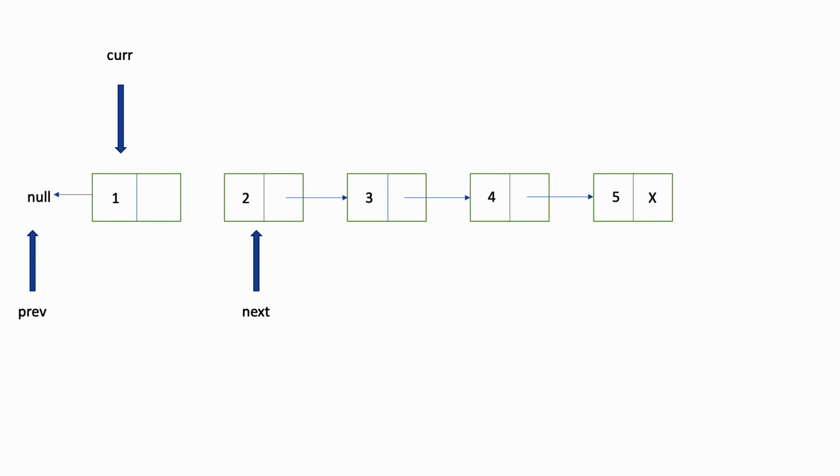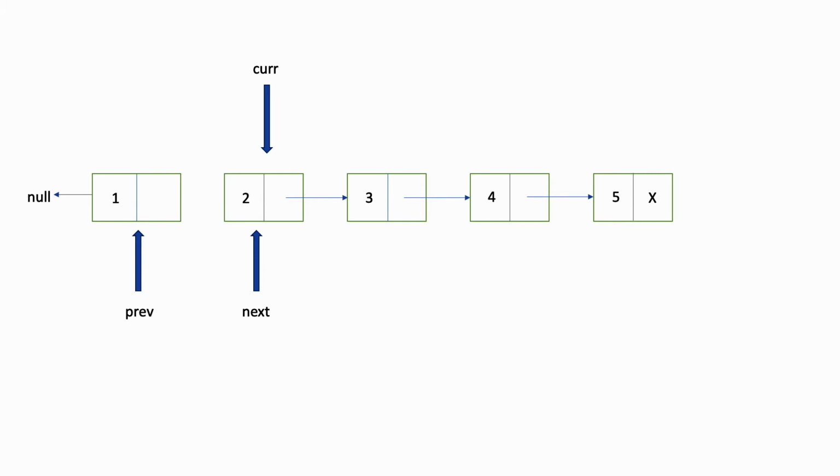Now what we do is we take our pointer previous and point it to current. The next step would be to store the current to next. So we can see that the first node has been reversed, wherein its next pointer is pointing to null. The previous is pointing to the first node, current is pointing to the second node, and the next is also pointing to the second node.